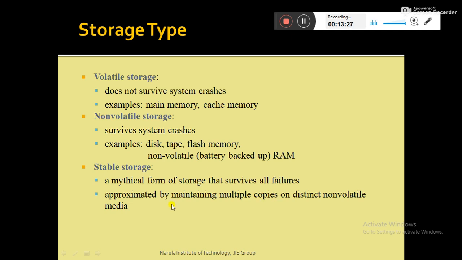And it's approximated by maintaining multiple copies on distinct non-volatile media. Meaning, how do we implement that storage, stable storage? For that we have to maintain multiple copies on non-volatile media, and we'll see how stable storage can be implemented in the next slide.